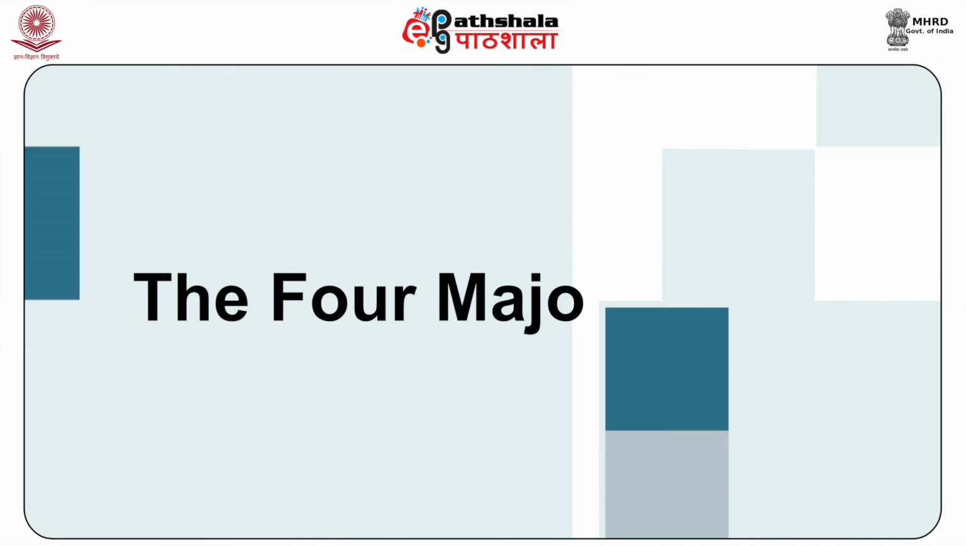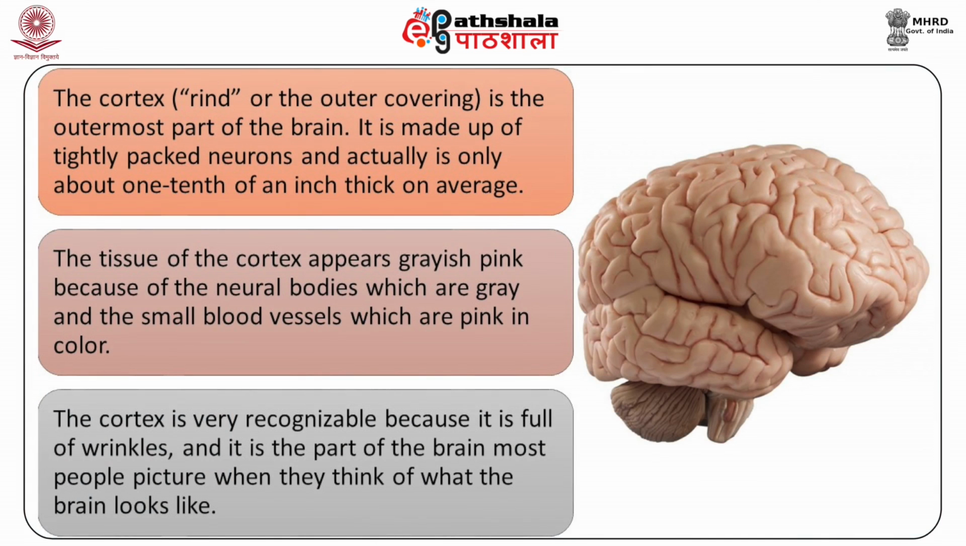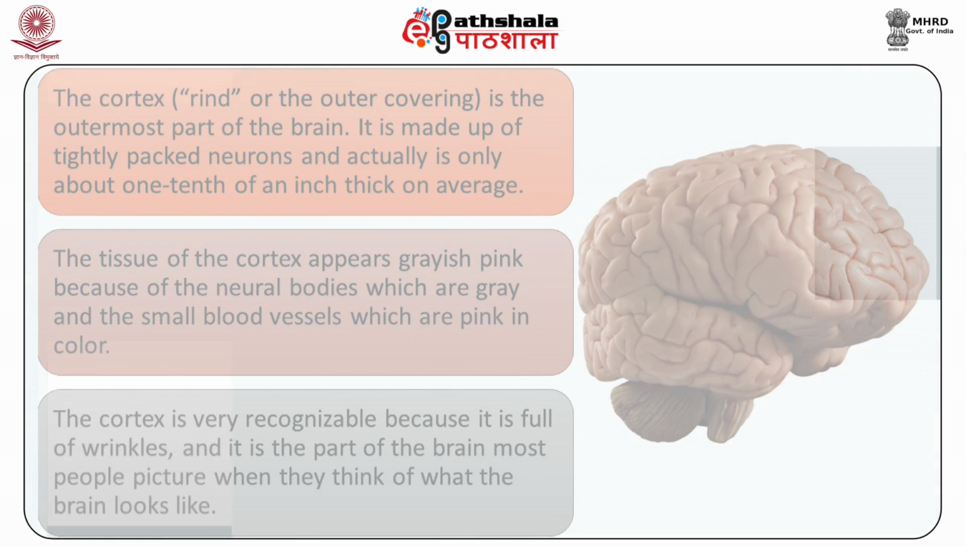The 4 major lobes. The cortex, the rind or outer covering, is the outermost part of the brain. It is made up of tightly packed neurons and is actually only about 1/10 of an inch thick on average. The tissue of the cortex appears greyish pink because of the neural bodies, which are grey, and the small blood vessels, which are pink in color. The cortex is very recognizable because it is full of wrinkles, and it is the part of the brain most people picture when they think of what the brain looks like.